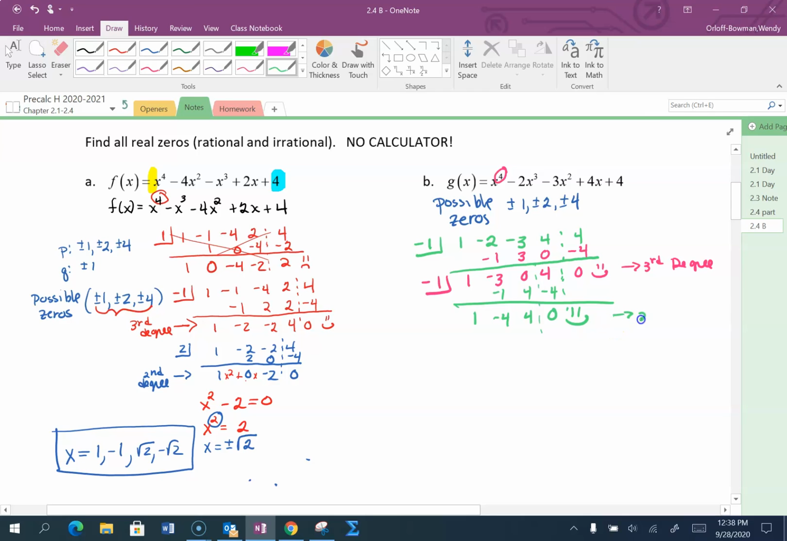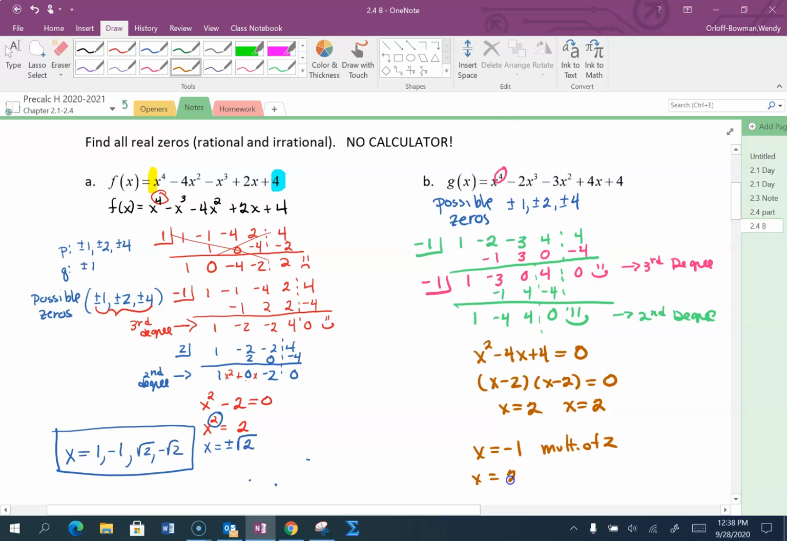And now I'm down to a 2nd degree. And that's really awesome because I don't have to do any more division, right? So I can just jump right in and say, okay, great. I have x squared minus 4x plus 4 equals 0. And I can factor that. And so 2 has a multiplicity of 2. So my zeros, right? I have x equals -1 with a multiplicity of 2, and x equals 2 with a multiplicity of 2, which means that graph touches the x-axis and bounces right off.